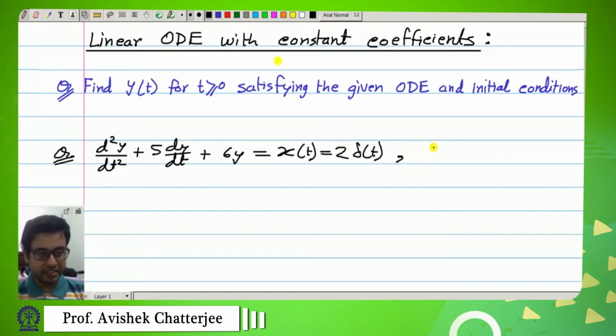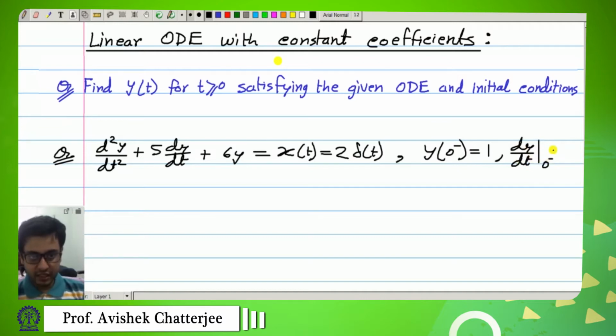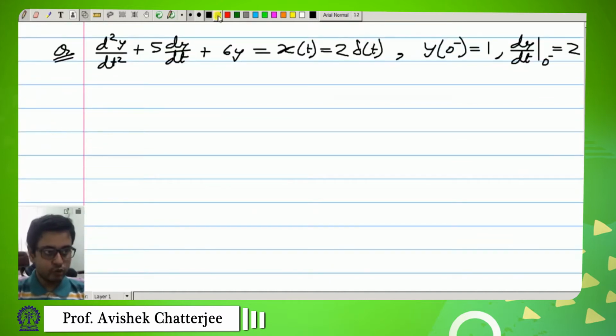And initial conditions, suppose they are y at 0 minus equal to 1 and dy dt at 0 minus is equal to 2. This is a second order equation, so we need two initial conditions. Now let us see how to solve this.